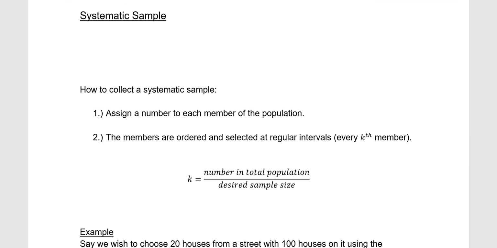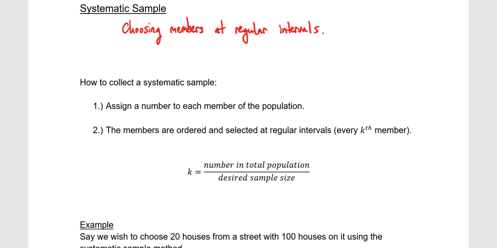Okay, let's take a look at this last one here. We have the systematic sample. For this one, we are going to be choosing members at regular intervals. The way we collect this is we assign a number to each member of the population, and the members are ordered and then selected at regular intervals, meaning every certain number of people, we select somebody. So every kth member, where k is the number in the total population divided by the desired sample size. When we do this calculation, there's a chance that we may need to round to the nearest whole number.